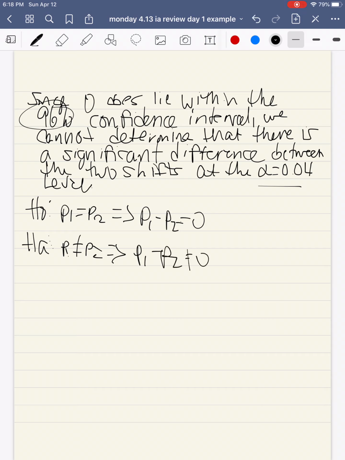So because 0 could be the difference, meaning they could be equal, we essentially are failing to reject the null hypothesis here, so we cannot determine significance. If 0 did not lie within the interval, then we would reject the null hypothesis, because it says that it's not equal to 0. So that's the rationale for this.